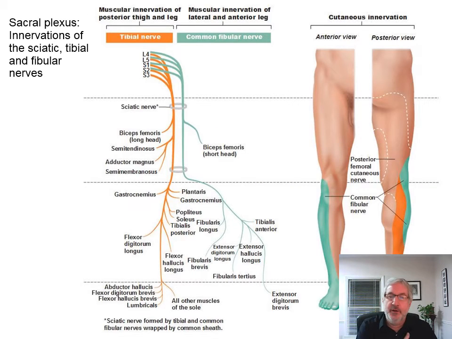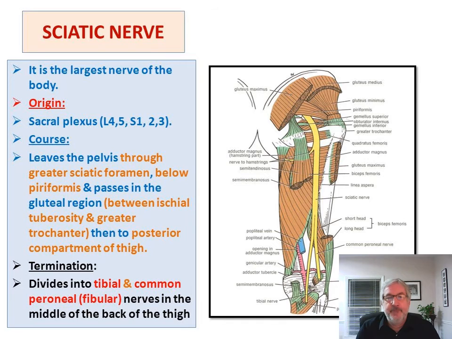Sciatic nerve, showing some muscular as well as cutaneous innervations of the sciatic nerve, and most of the cutaneous innervations are mostly in the lower leg, a little below the knee. All right, next slide.